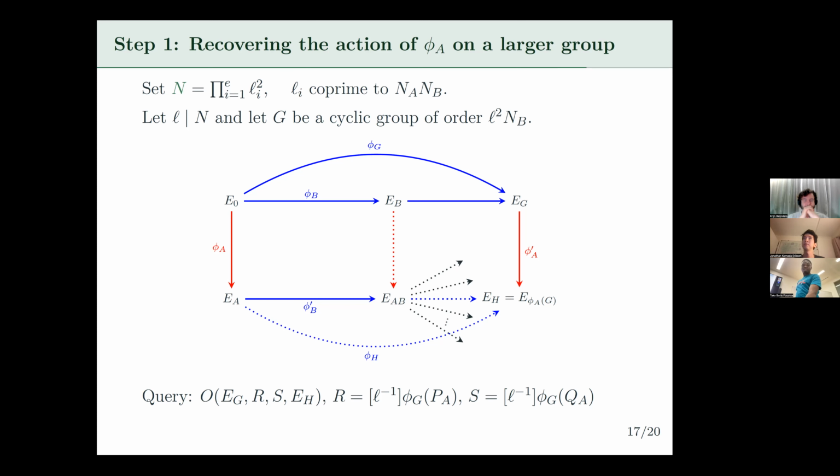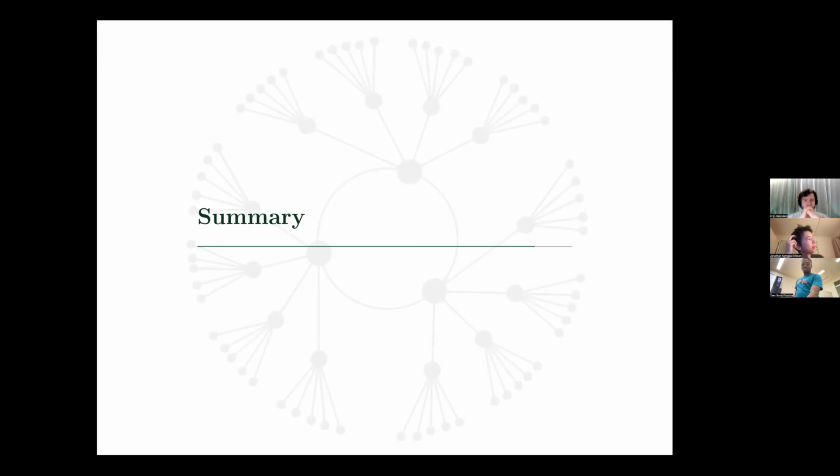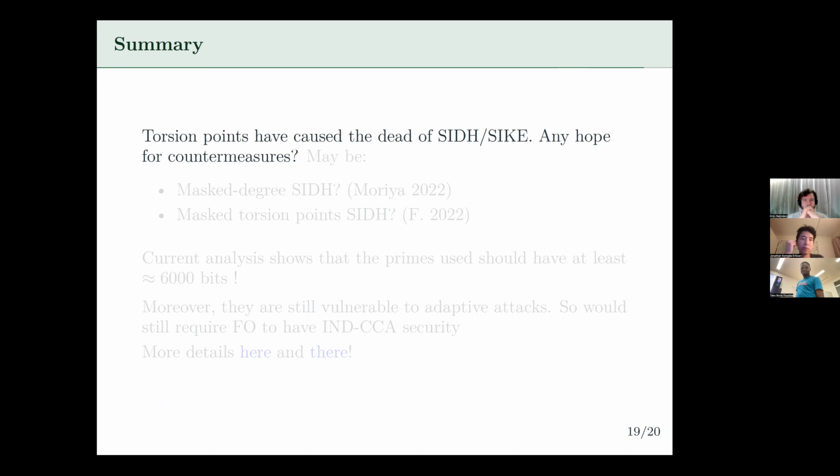So how can you counter this? Normally you cannot counter it, because you have the constructed curve and everything, which boils everything down to zero. But at that time, you could just choose a random starting curve with unknown endomorphism ring, or just use the FO as it is used in SIKE. So this brings me to the end. But before we end, let me summarize.